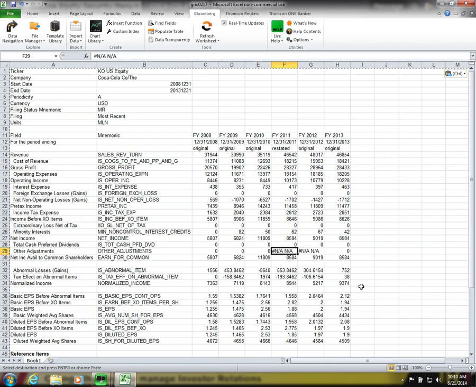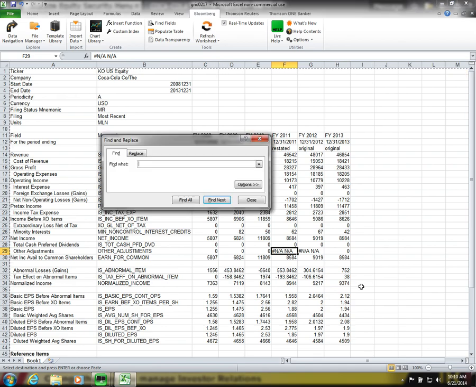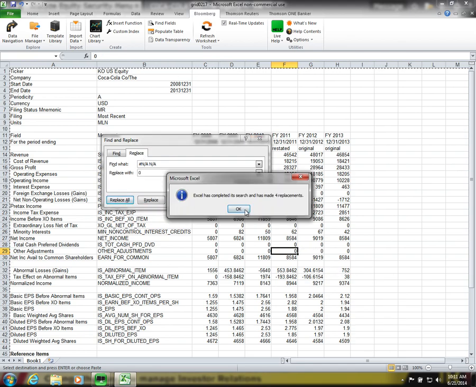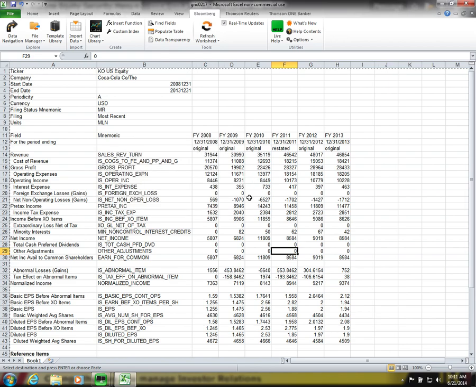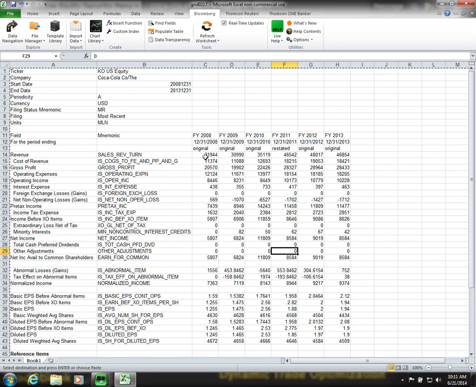Right? So the simplest way to do it, I always do, is I just do a Control F, which is find, search for my pound n/a space n/a, hit replace, replace them with zeros, replace all. So that way, my model doesn't die because I have a bunch of NA cells. Because it'll just say error in Excel whenever it tries to do a calculation based on that.